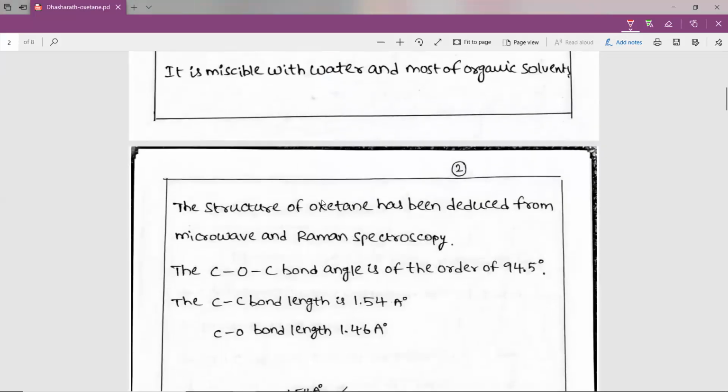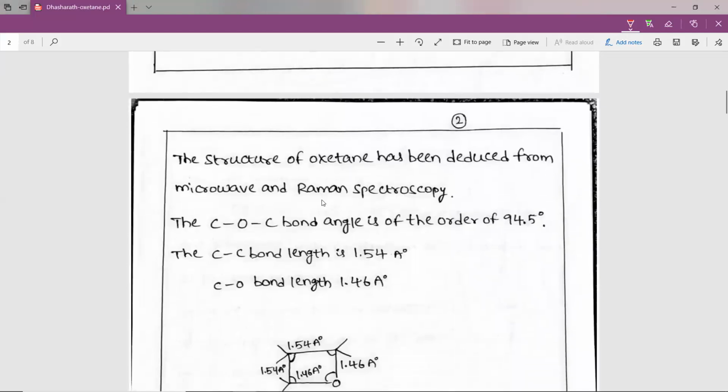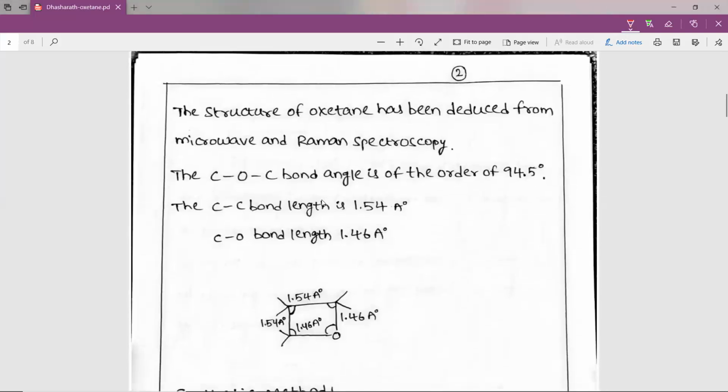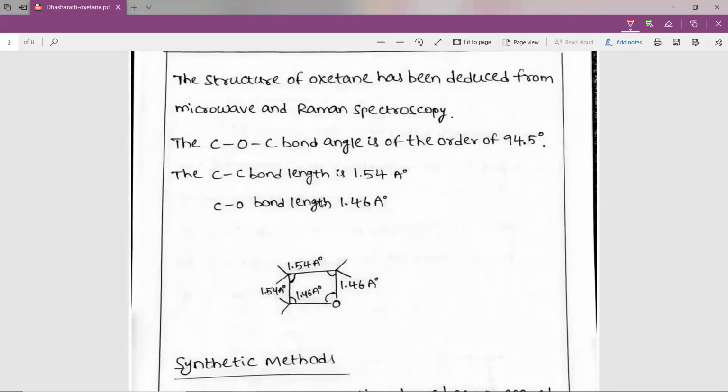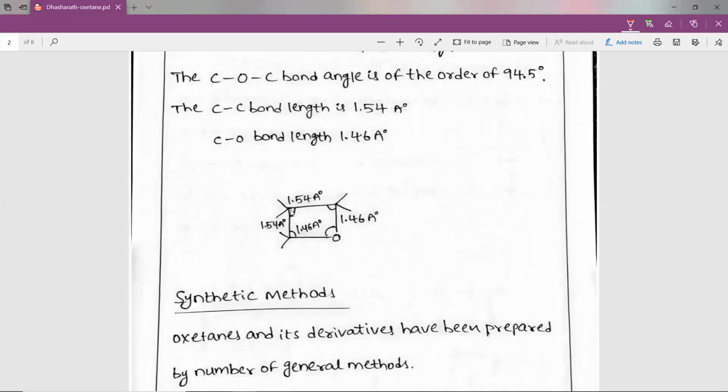The structure of oxetane is confirmed by microwave and Raman spectroscopy, which allow us to measure the bond angles and bond lengths. The COC bond angle is found to be 94.5 degrees. There are two carbon-carbon bond lengths and two CO bond lengths. The carbon-carbon bond length is 1.54 angstrom units. The CO bond length is 1.46 angstrom units.